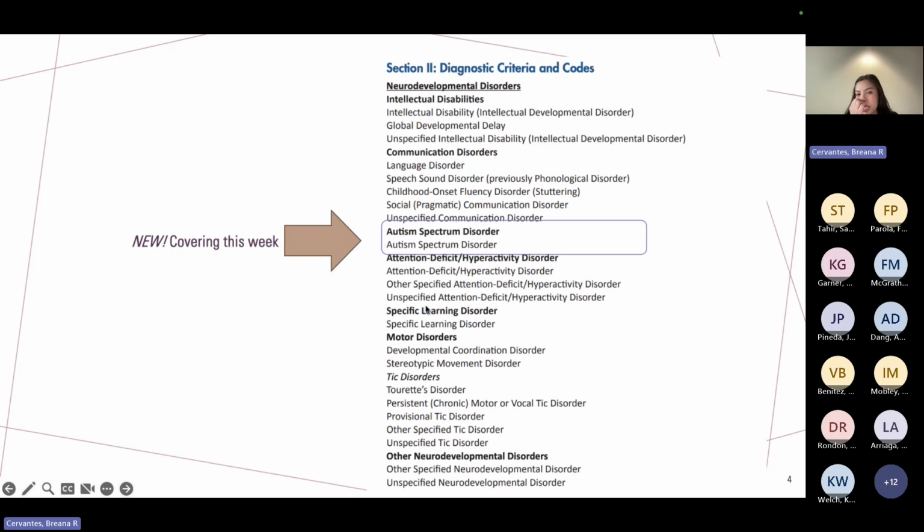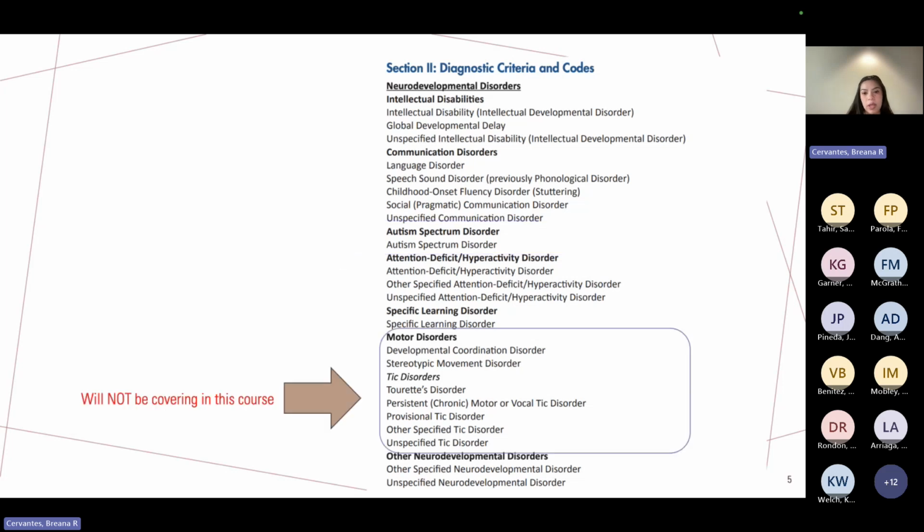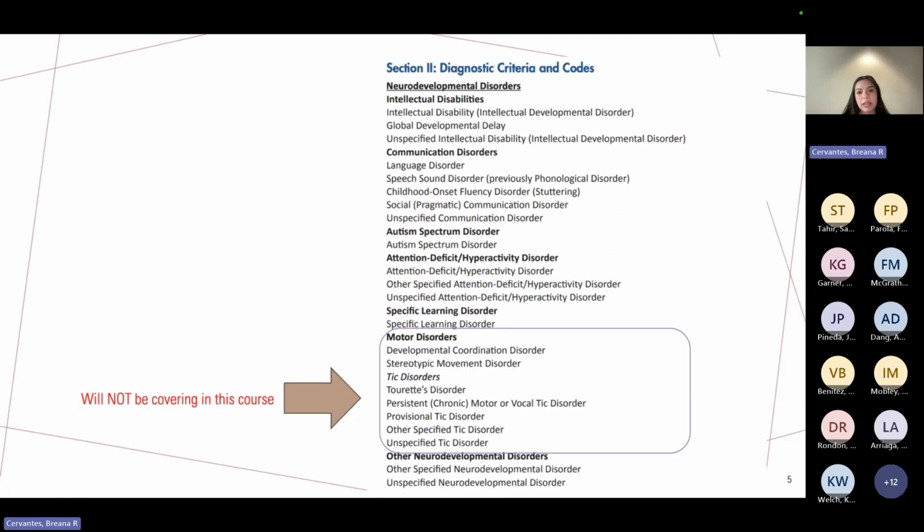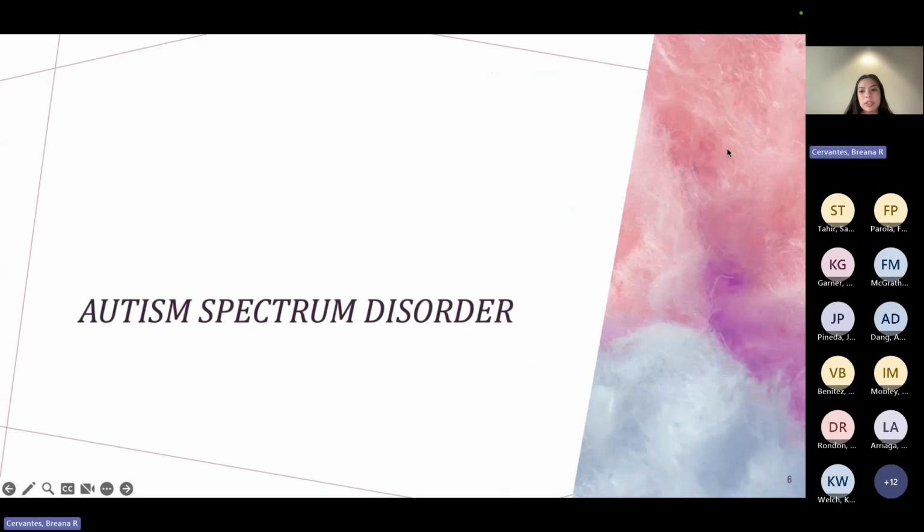Okay, so again, reorienting you to where we are, we're still in the neurodevelopmental disorders category of the DSM. And so we're doing autism. We said this last week, we're not covering motor disorders. And then we're also covering schizophrenia, which doesn't show up in that list right there. So we'll start first with autism because that's really the meat of what we're talking about in the class when it comes to this section.